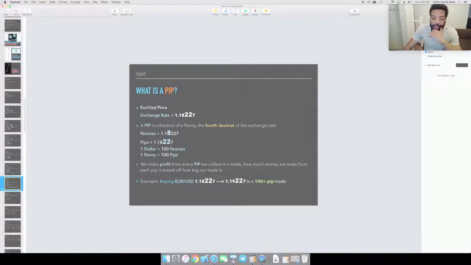Alright. So we're going to be making a lot of money off of these pips. We're basically looking at currencies go up and down in value by fractions of a penny throughout the whole week, and we're making money from that.